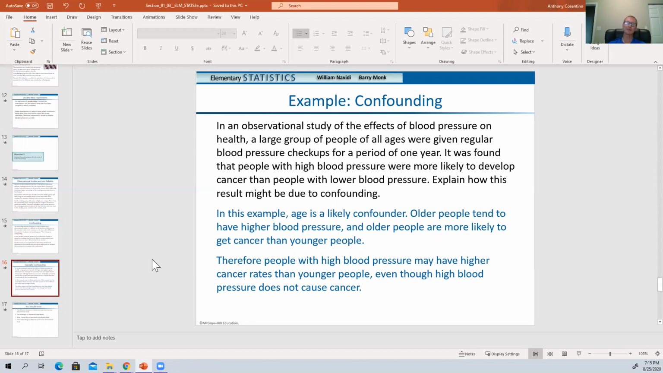And so older people do tend to have higher blood pressure. And unfortunately, older people tend to get cancer more often than younger people too. So the confounding part of this observational study would be age. Age would cause this to not be the best study and not give you the most scientific results, because of the confounding part of the groups and their ages.